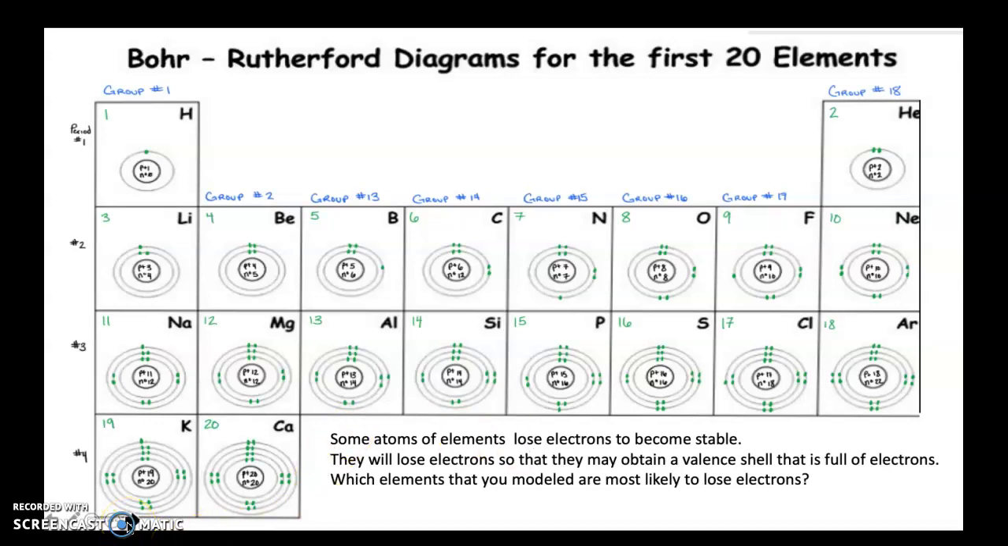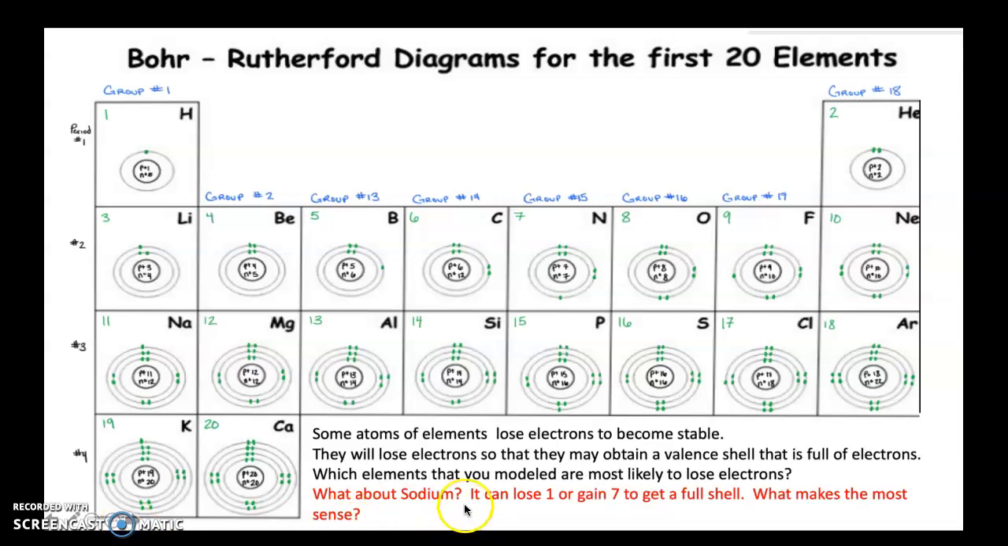So I'm going to start this discussion with an example and talking about sodium. Now, if you look at sodium, it's right over here. It's number 11, and it's got one valence electron. So it could lose that one electron, and then it will have a full shell, or it could gain 7 to get a full shell. Now, in your world of logic, what makes more sense? To lose 1 electron or gain 7?